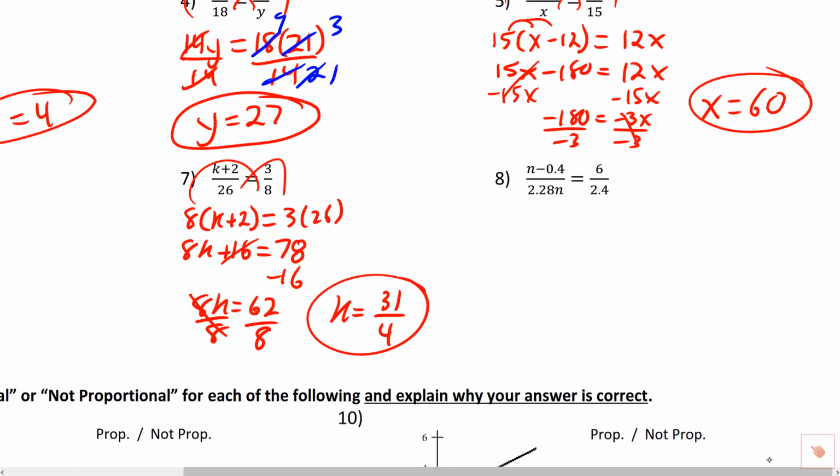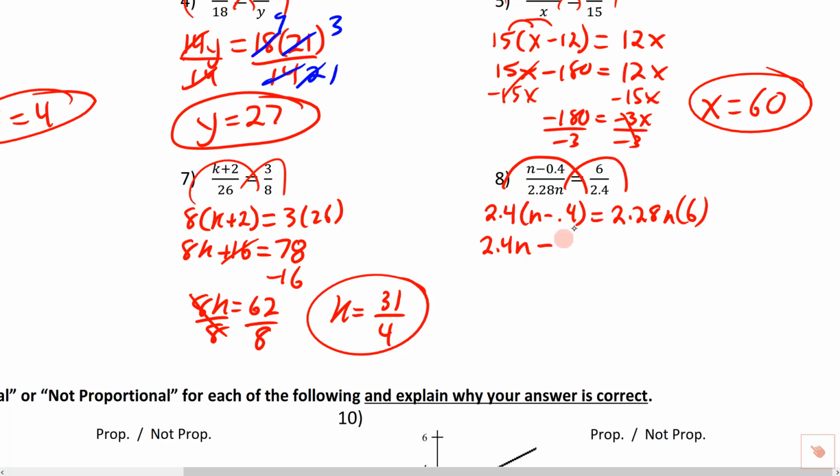So we're done with that problem. And then this last one here, we've got a bit of a mess on our hands because we've got some decimals in here and a binomial and a variable on the bottom. So we're going to multiply here and we're going to multiply here. So here's what we've got: 2.4 times n minus 0.4. And then on this side we have 2.28n, and we're going to multiply that by 6. So let's see what we get here. That one's not too bad.